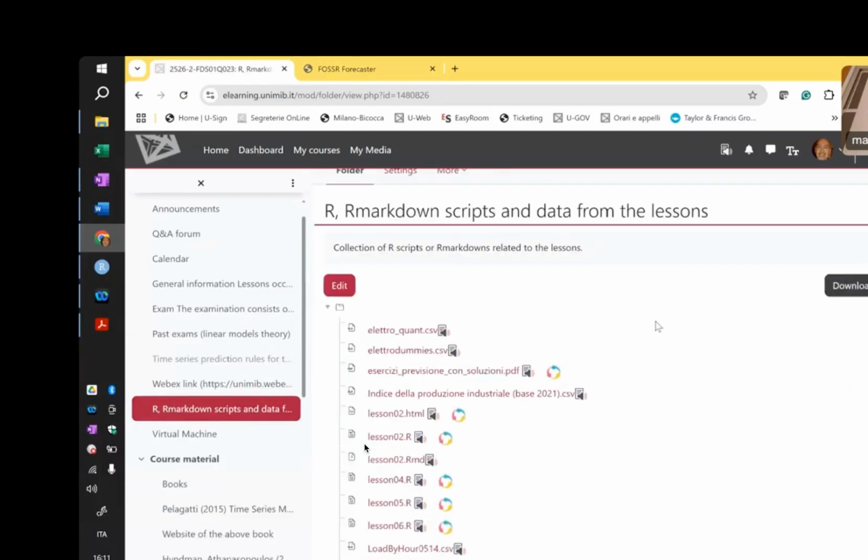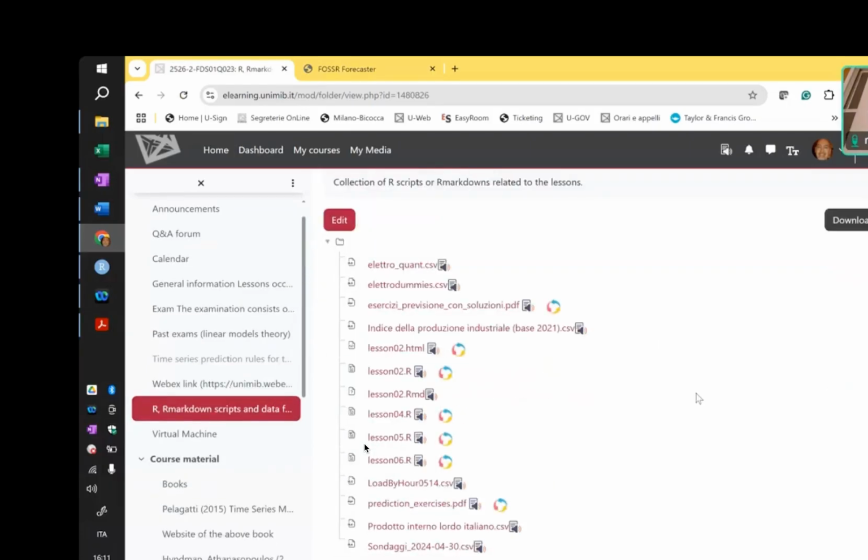Okay, for example, we can start with the Italian industrial production index. You can download it. Then you can also take the Italian GDP, and maybe you can also download this load by hour. This is an hourly time series.